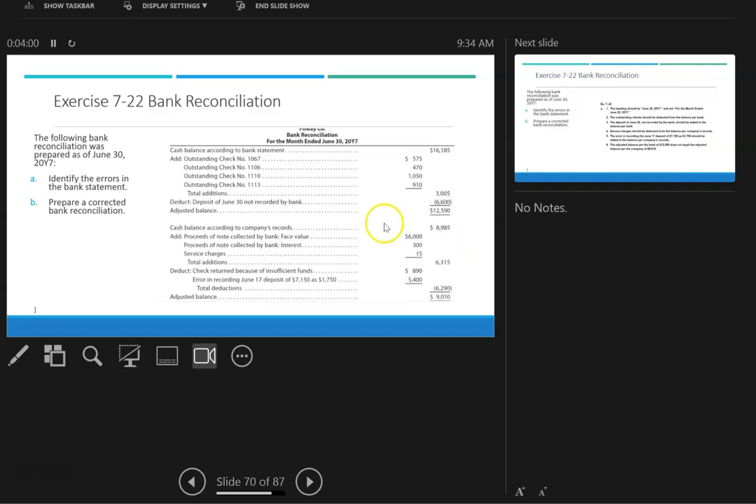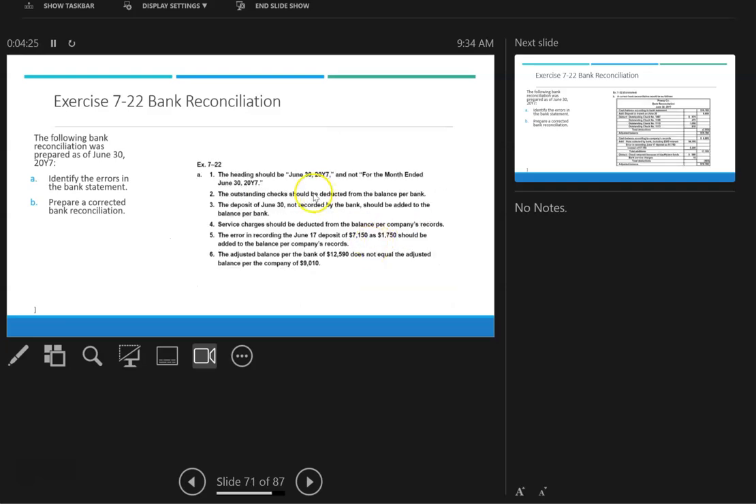For the company, service charges should be subtracted, right? Correct? And I'm trying to think what else they did wrong here. Service charges should be subtracted.